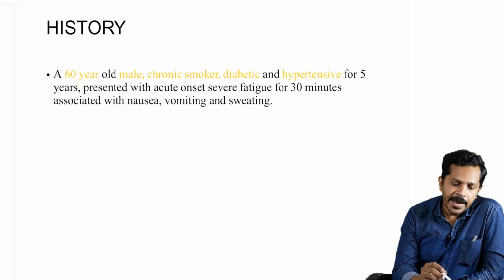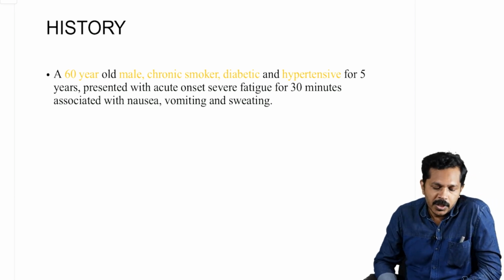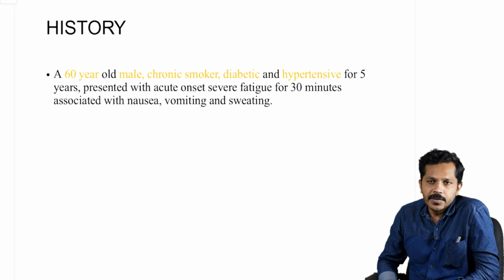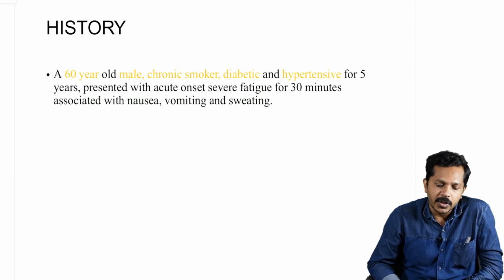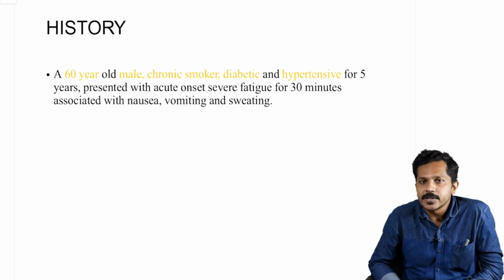Now, on this background, let us try to analyze the history. See this: a 60-year-old male, a chronic smoker, diabetic and hypertensive for the last 5 years, is presenting with acute onset severe fatigue for 30 minutes following an exertion, associated with nausea, vomiting and sweating. The thing you have to notice is that there is no chest pain here, even though we are discussing angina.